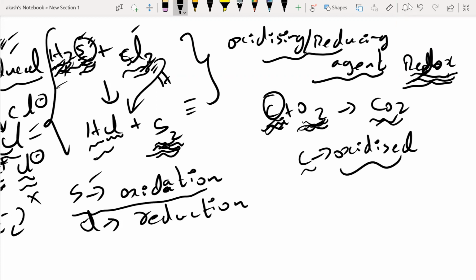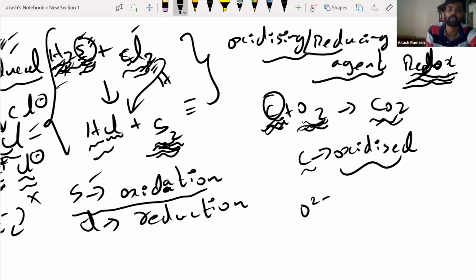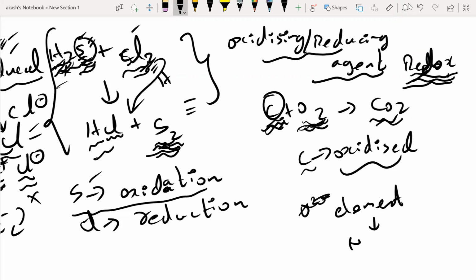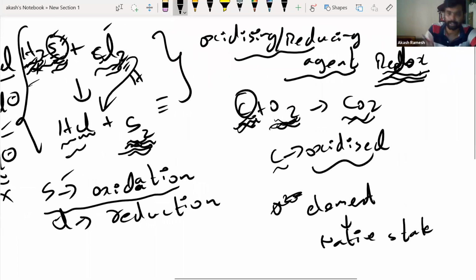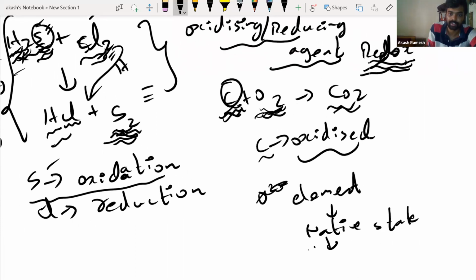2 minus, sir. Okay, that's what we think, right? Oxygen generally forms 2-. Okay, fine. It is correct, but not in this case. But please understand, people, whenever you have an element in its native state, or free state, we call it, for that, the charge is always 0.